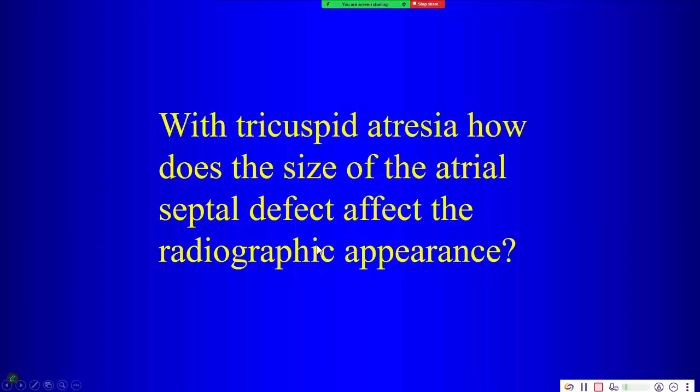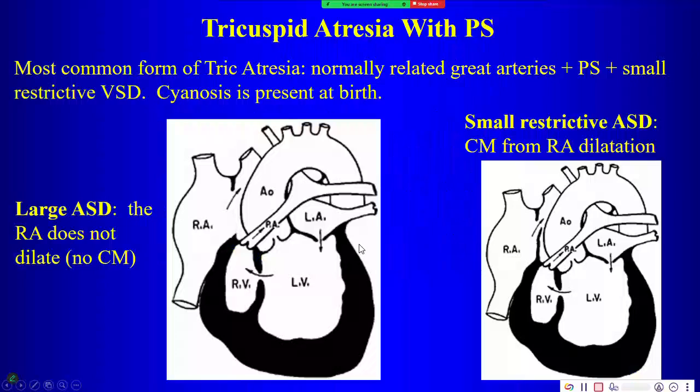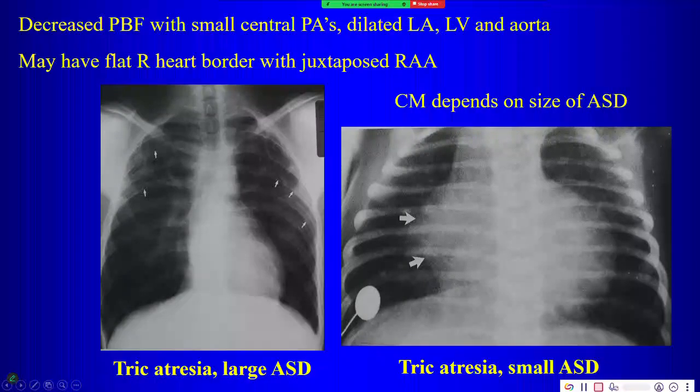With tricuspid atresia, the size of the atrial septal defect can also affect the radiographic appearance. So the most common form of tricuspid atresia, normally related great arteries, pulmonic stenosis, small restrictive VSD, these patients will have cyanosis at birth. But the important thing is, when there's tricuspid atresia, the only outflow from the right atrium is through the ASD. So if there's a large ASD, then the right atrium will not dilate. But on the other hand, if there's a small restrictive ASD, then the right atrium will dilate. So this might resemble tetralogy on the plain film, and this might resemble more of Ebstein's on the plain film because of the dilatation of the right atrium.